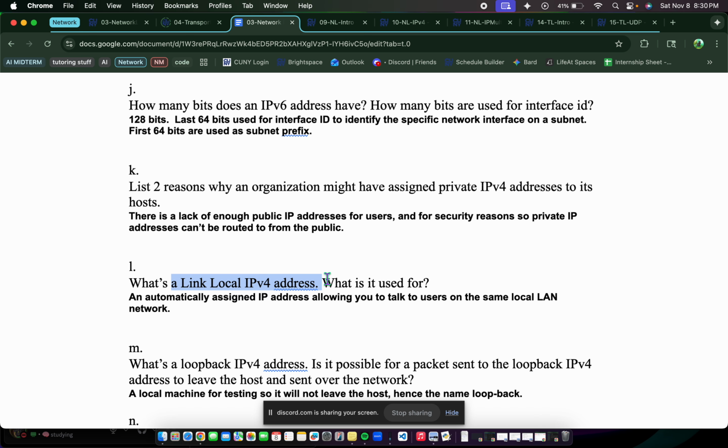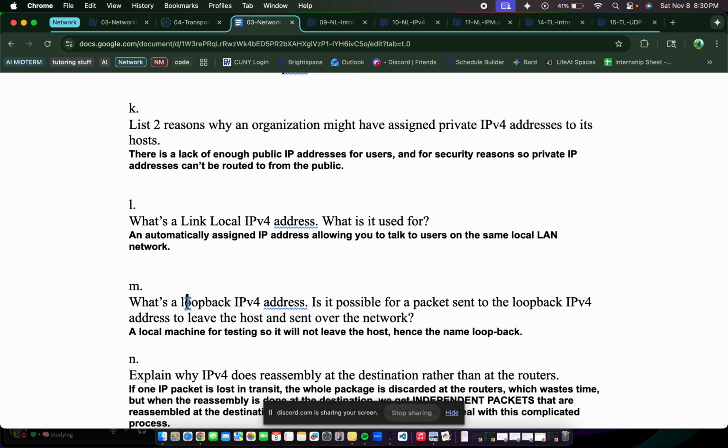So that's just automatically assigned to you, so you don't have to worry about it if you don't have an IP address or if someone's on the same network. You don't really need to go through the network layer at that point. But this is kind of the way around that in a way.